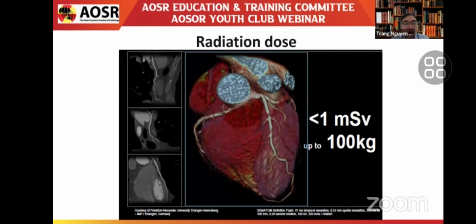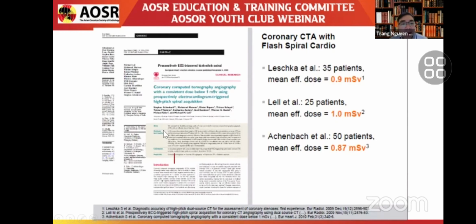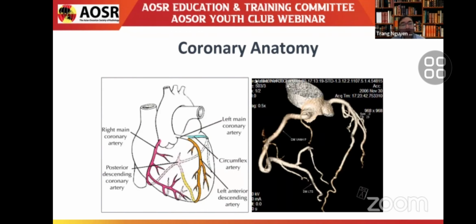The radiation dose is very important when we scan the patient with coronary CTA. With the new machine right now, we can have a very low radiation dose, less than 1 millisievert. Even with a very big patient like this, 100 kilograms, we still have good image quality. Some papers have already mentioned this. We can reach a very low radiation dose in suitable situations. Then we analyze the coronary anatomy.